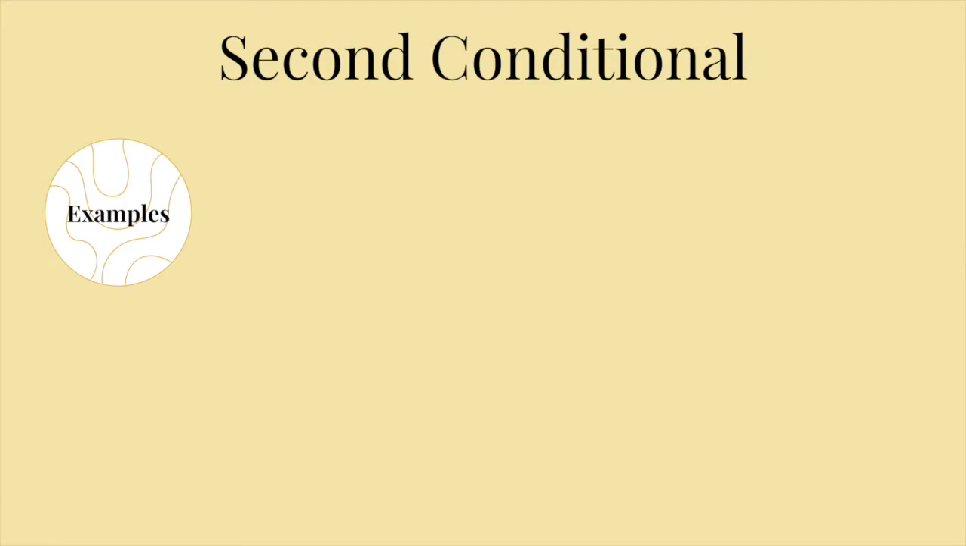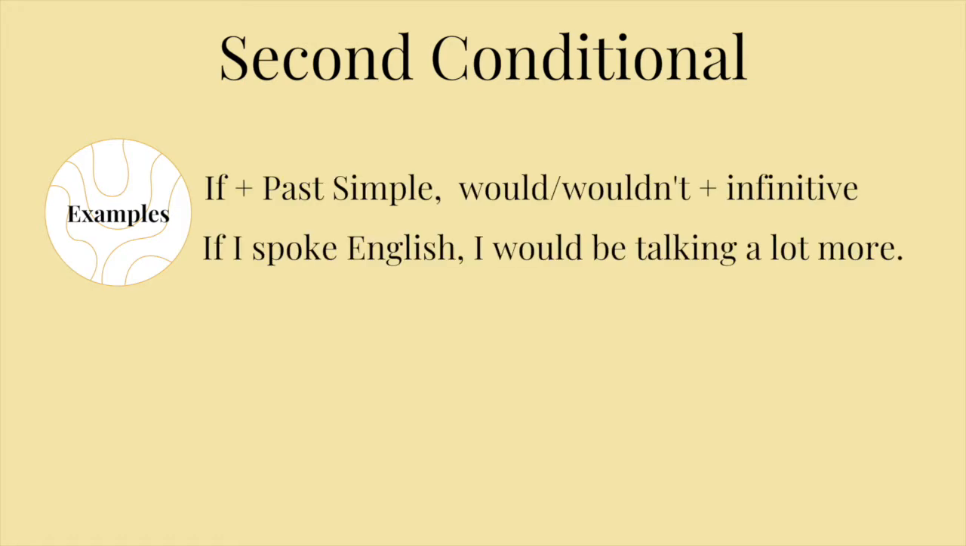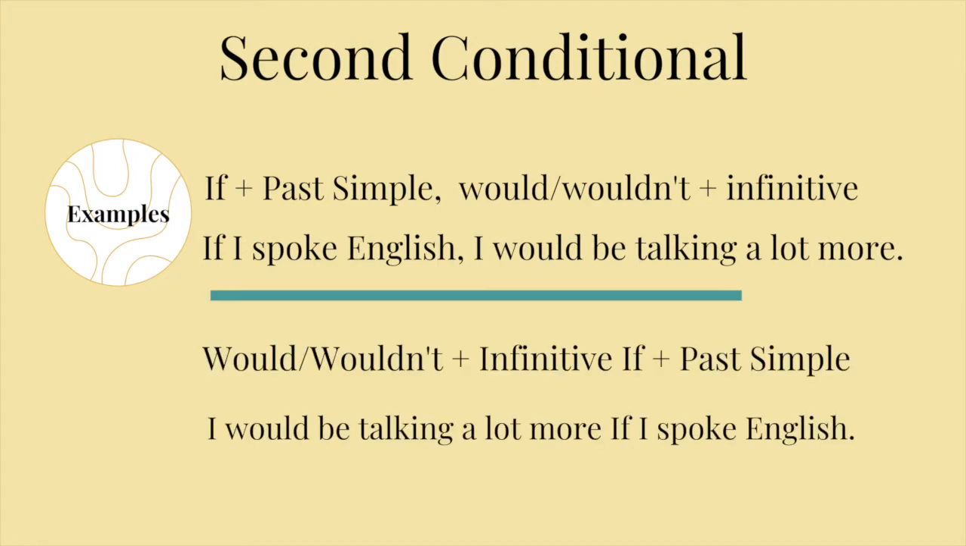Now let's look at one more example. Again, if plus past simple, comma, would or wouldn't plus infinitive. If I spoke English, I would be talking a lot more. Now for the other order. Would plus infinitive, if plus past simple. I would be talking a lot more if I spoke English. Again, these sentences mean the same thing, but they're just in different orders.